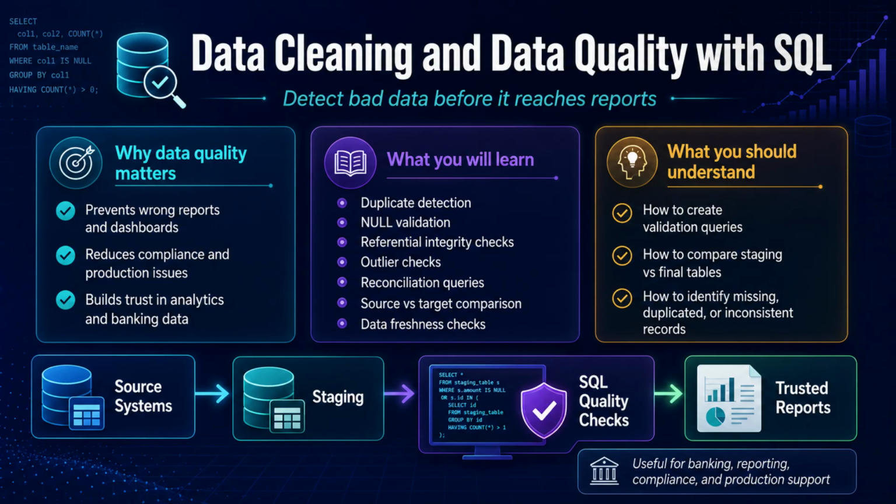In this lesson, we will walk through 7 practical checks: duplicate detection, null validation, referential integrity checks, outlier checks, reconciliation queries, source versus target comparison, and data freshness checks. The full pipeline is shown at the bottom of the slide. Data comes from source systems, lands in staging, goes through SQL quality checks, and only then becomes trusted reports. A good data engineer does not only move data. A good data engineer protects the quality of the data before people use it to make decisions.